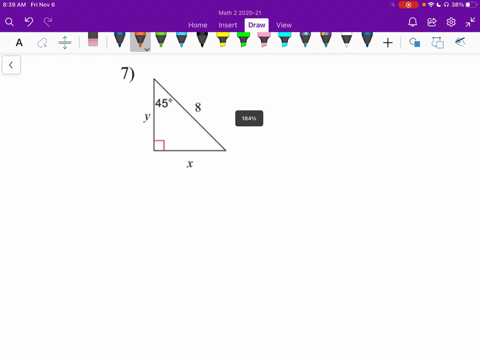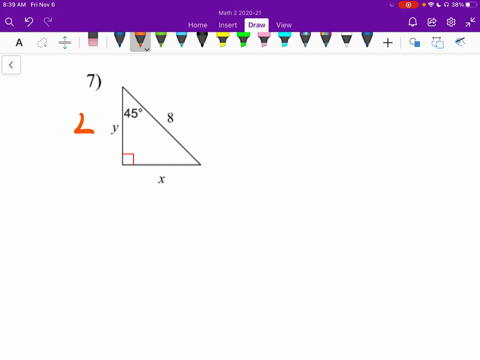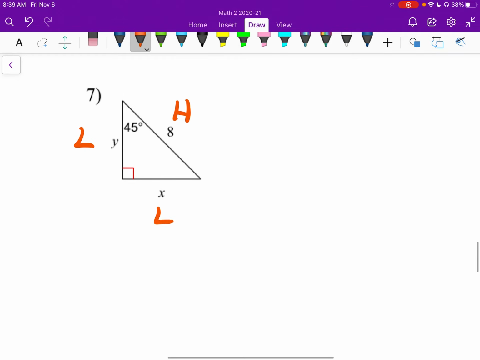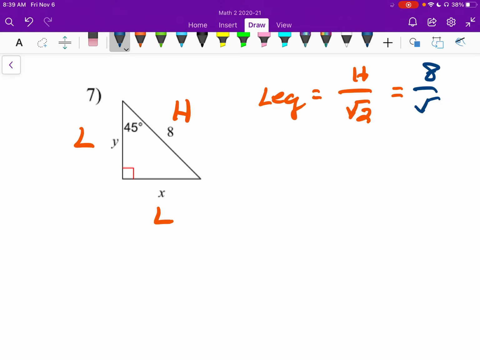Number 7. This one's going to be a little bit different because here's our leg, and our hypotenuse. This time our hypotenuse is given. So our legs we know are going to be equal. So really we only have to do one thing again. We're just going to find x or y. I'm going to find x because that's the variable I'm used to. We remember that one of our formulas is the leg equals the hypotenuse over root 2, right? So that is going to be 8 over root 2.